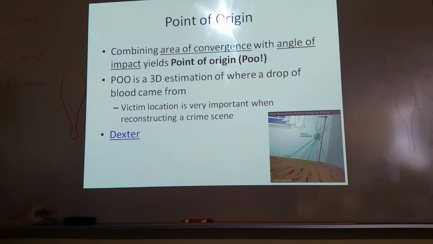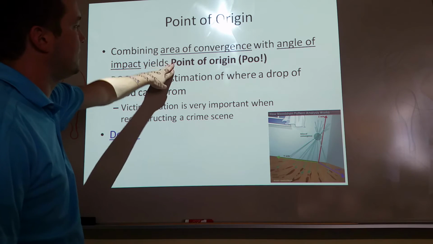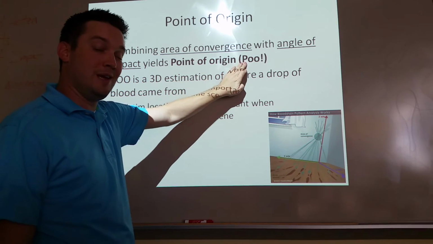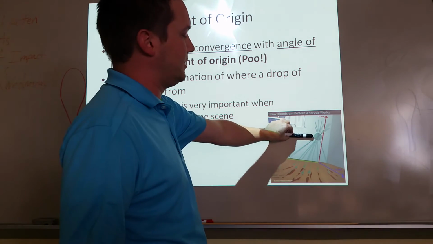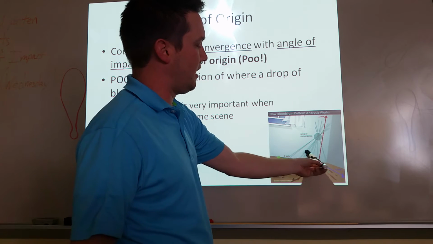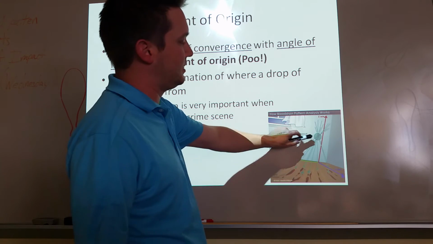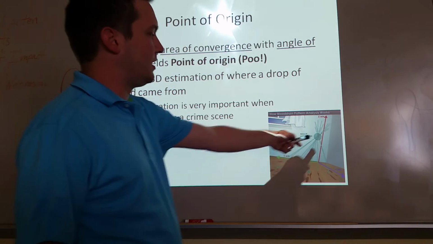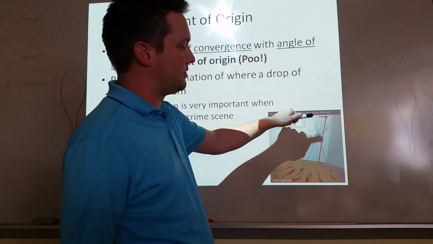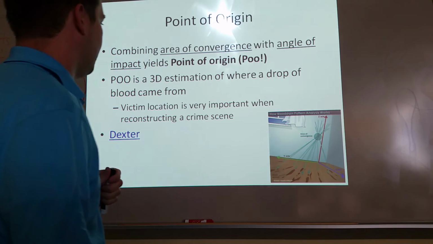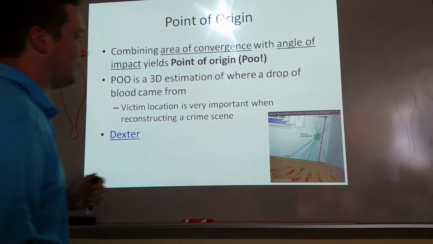All right, so we can put those things together, the area of convergence and the angle of impact, and we get what's called the point of origin. And yes, the acronym is POO. Okay, and what this does is it shows us a three-dimensional point. So imagine using the area of convergence along the floor and then the angle of impact of a bunch of different drops, and we get this point out in space three-dimensionally, and that shows you where the injury occurred. All right, where did the blood start from when it left the person and started flying? Okay, and this is very important when trying to reconstruct a crime, to know where the victim was, where an injury happened.